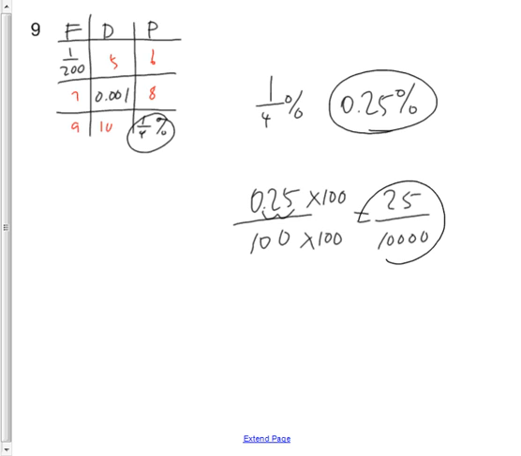As a decimal, I just have to read that. It says 25 10,000ths. Tenths, hundredths, thousandths, 10,000ths. 25 10,000ths looks like this.